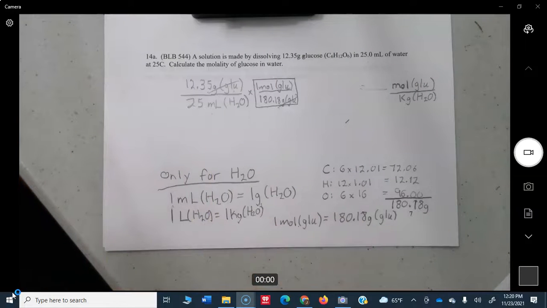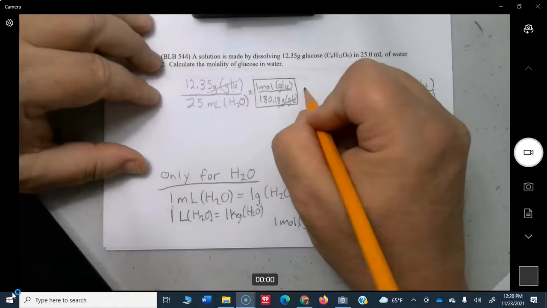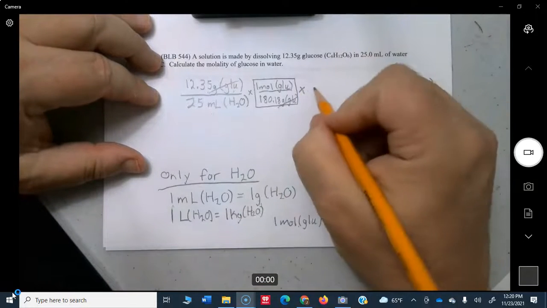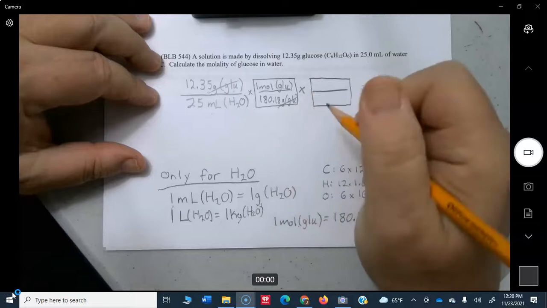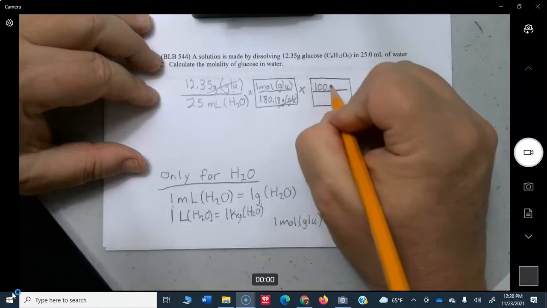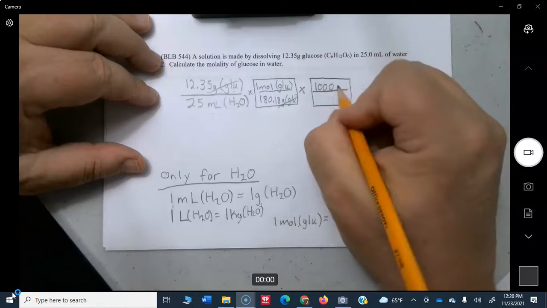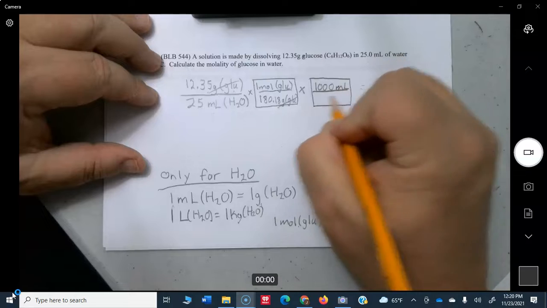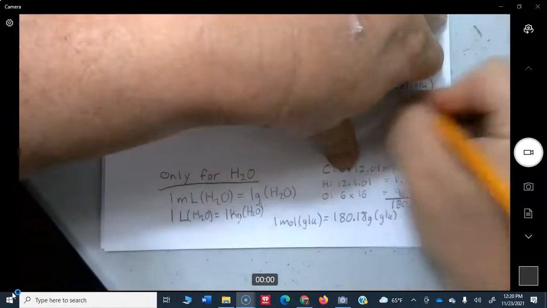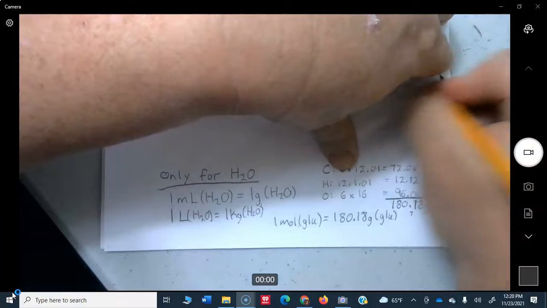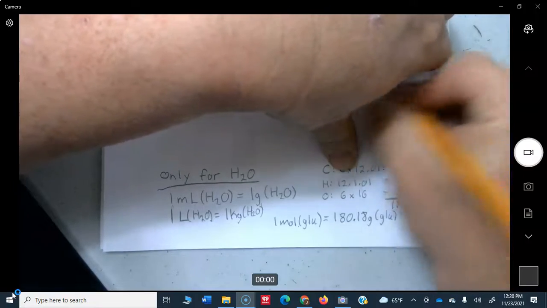So now we got milliliters. We need to convert to liters. So we've got 1,000 milliliters for every 1 liter, and that's of H2O. I really blew it here. I did not give myself enough space. So let me get rid of that for now.